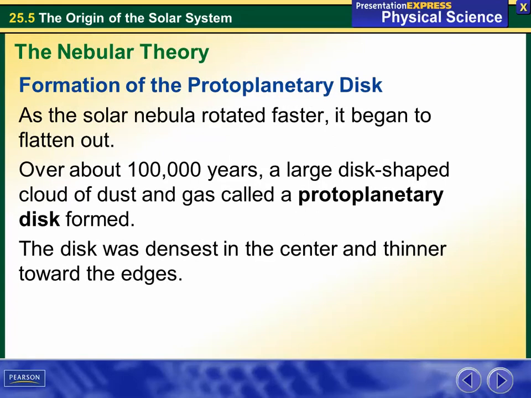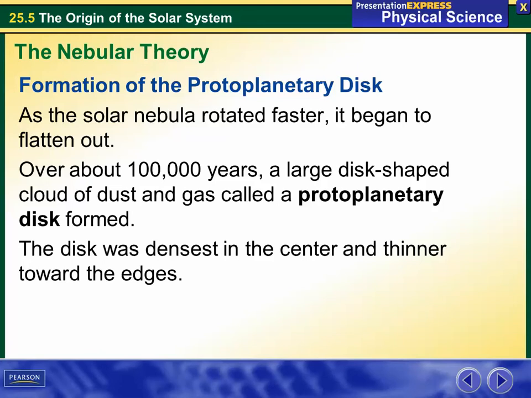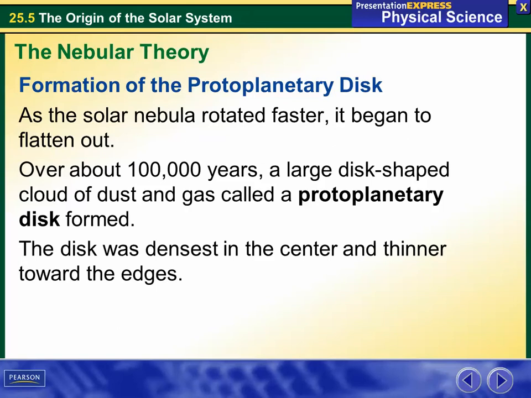As the solar nebula rotated faster, it began to flatten out, and then over about 100,000 years, a large disk-shaped cloud of dust and gas called a protoplanetary disk formed. I think that picture shows the protoplanetary disk right here, and the sun's going to form at the center. We'll talk about that again. So as the solar nebula collapsed, it spun and formed that protoplanetary disk. The disk was densest in the center and thinner toward the edges.